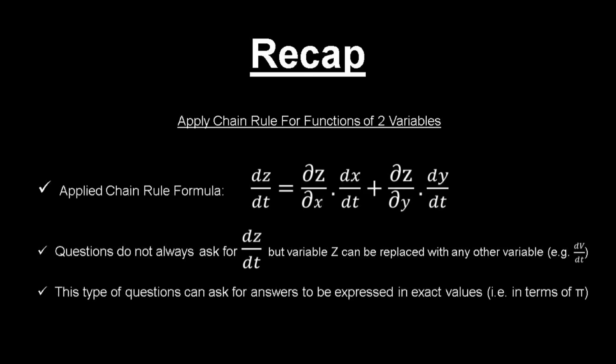We should take note that questions do not always ask for dz dt, but the variable z can be replaced with any other variable, for example dV dt. Last but not least, we should take note that this type of question can also ask for answers to be expressed in exact values, for example in terms of pi.